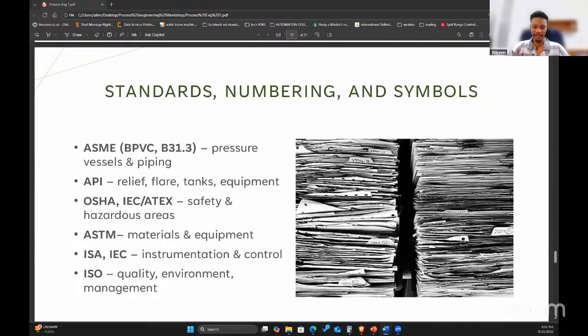Then we have the OSHA. So these are standards for people who are actually working in the plants, the operators, the safety personnel, the managers, and everybody that has to be on the plant.